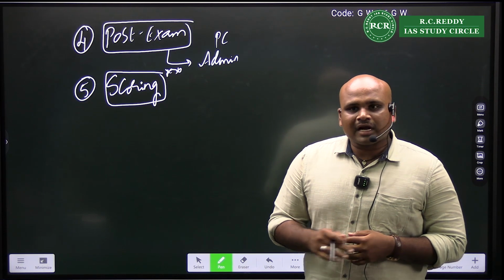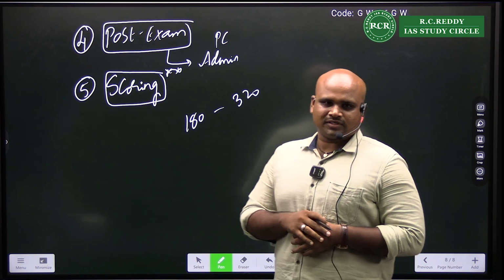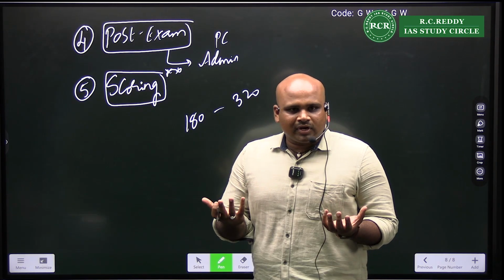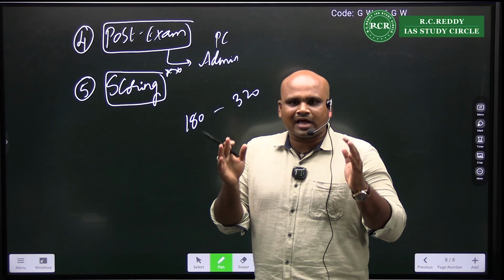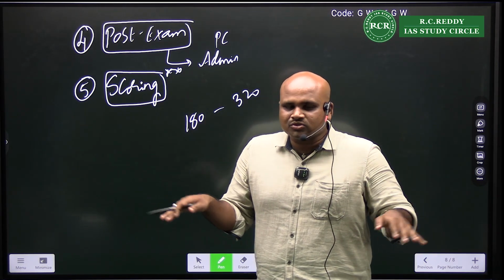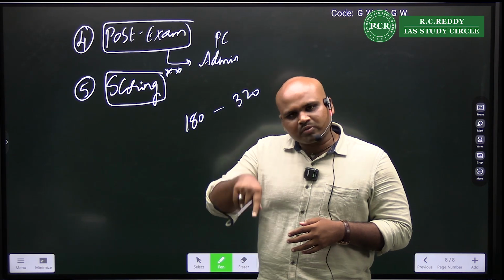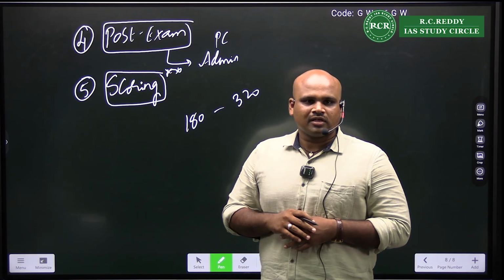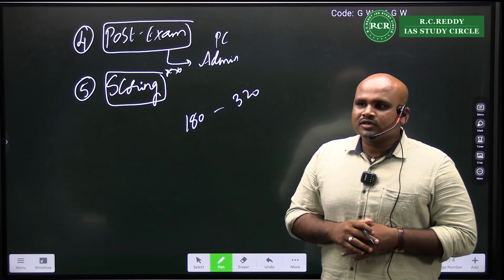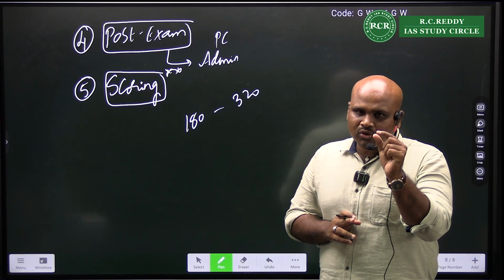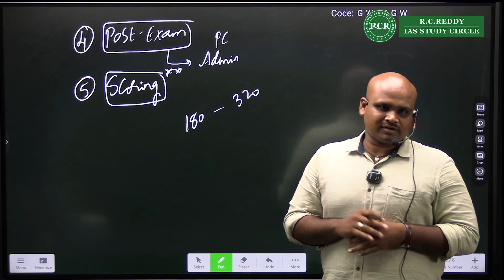Why? Because there are people who get 180 in anthropology, there are people who get 320 in anthropology. Because you keep hearing people telling anthropology is scoring, anthropology will give you good rank, all the toppers are choosing anthropology. Beautiful, fine. But in the same optional also we have seen people getting 180. We have seen people getting 320. What is the difference? The difference is knowing what you are supposed to know in a right manner and representing the content in a right manner.